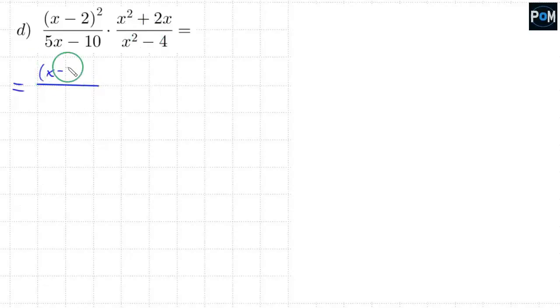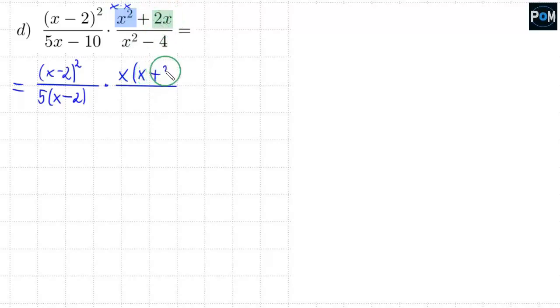Example D. Here is x minus 2 squared on top. I won't change it for now. Below you can see a 5 here, and in 10 there's also a hidden 5, so I'll factor out the 5. From this I get x, and from that I get 2, because 10 is 2 times 5. The second fraction line, on top I have x squared, here I have 2x, so x can be factored out. In the parentheses, from x squared, x remains, because x squared is x times x. One x was taken, one x remains. Here, I took away x, so 2 remains.